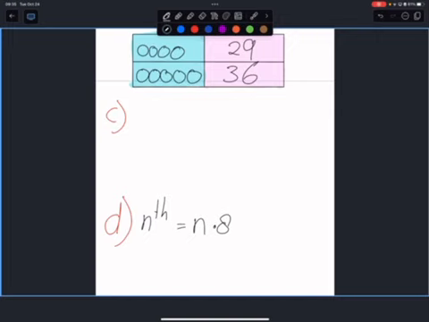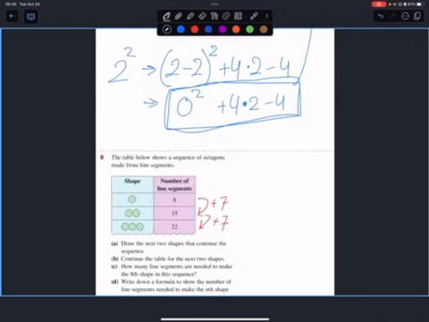And then I go to the following shape, it's 15. 2 times 8, but that's 16. That's incorrect. I don't have 16 shapes, I have 15 shapes.